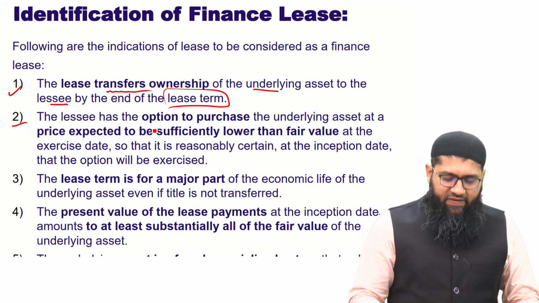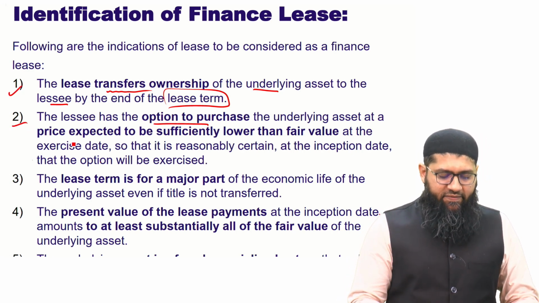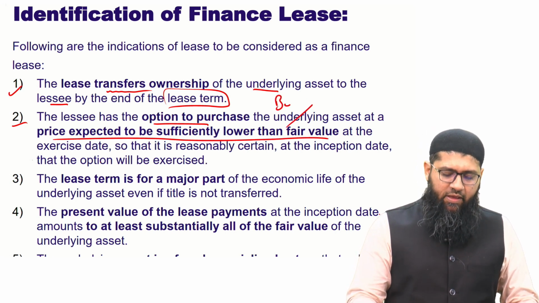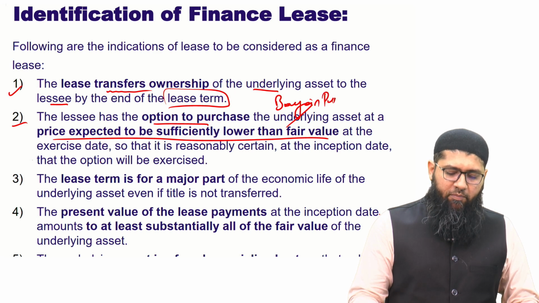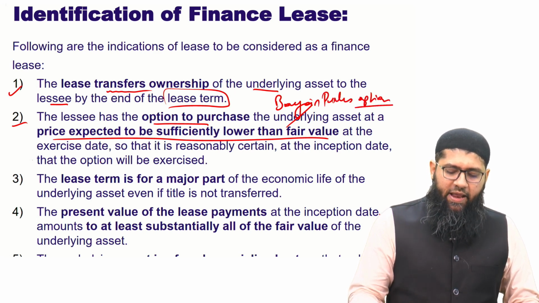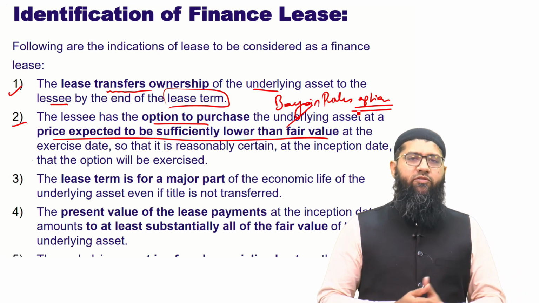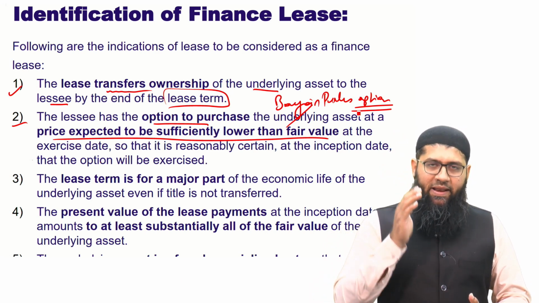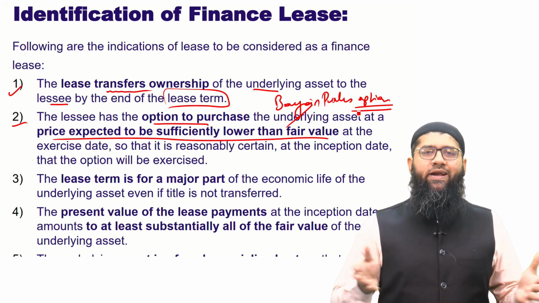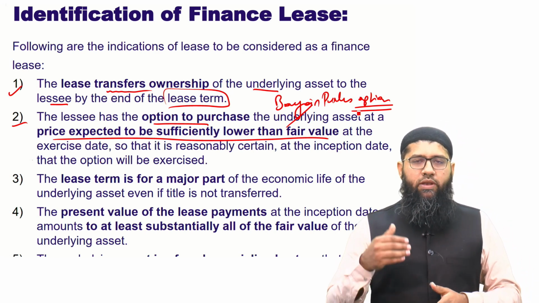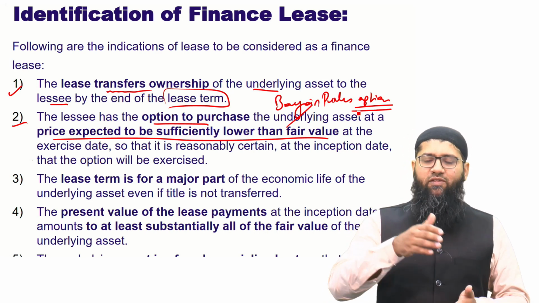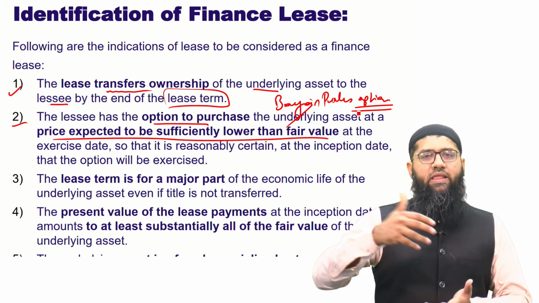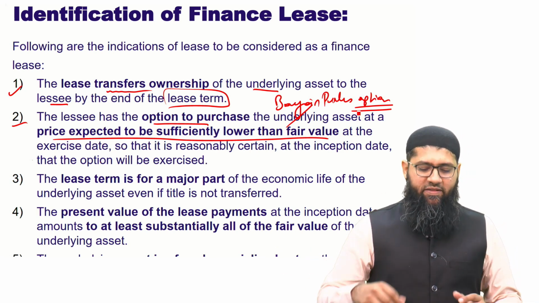Second, the lessee has the option to purchase the underlying asset at a price expected to be sufficiently less than fair value. You already know this, as we did talk about the concept of bargain purchase option. If there is a bargain purchase option in the lease agreement, it's an indication it's a finance lease. So number one was what? The lease transfers the ownership. If there is a transfer of ownership, it's a finance lease. If there is a bargain purchase option, it's a finance lease.